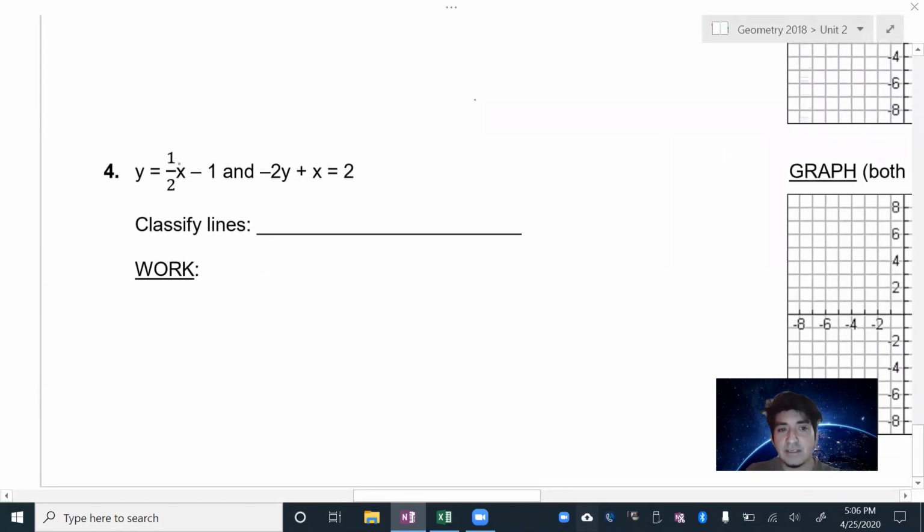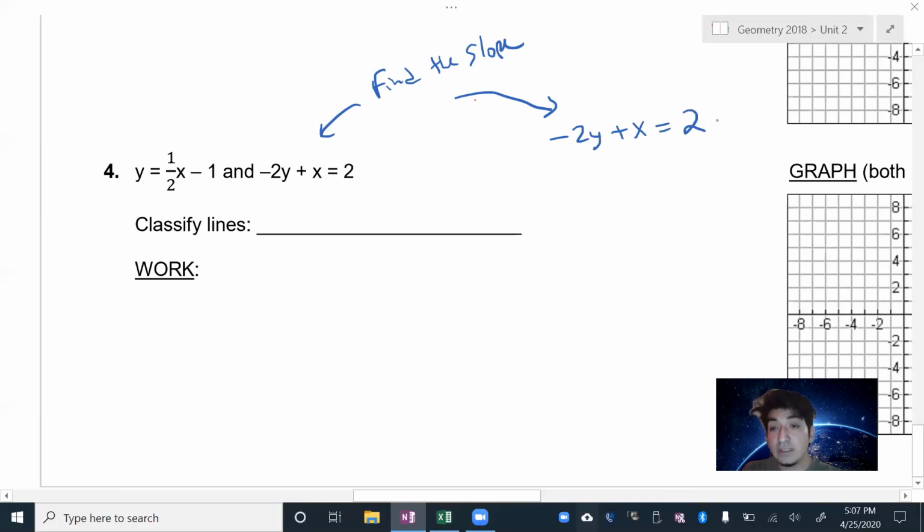Now, one thing about this is that you have to see that this is already in slope-intercept form. And now this one happened to be in standard form, but we have to change this in order to find the slope. That means we're going to have to take that equation, -2y plus x is equal to 2, and solve for y, because we're trying to change this to look like y equals mx plus b.